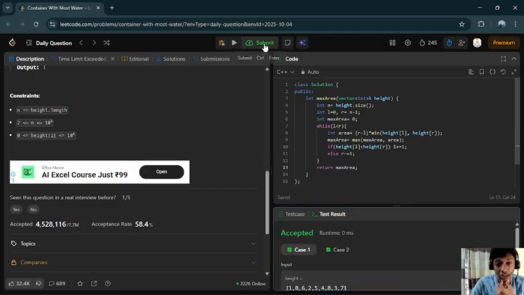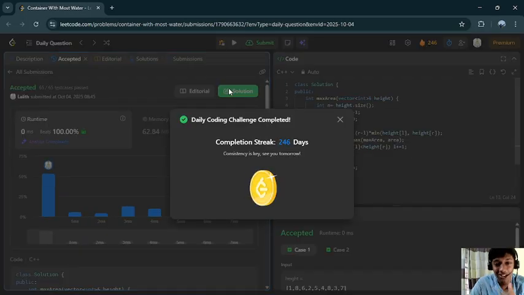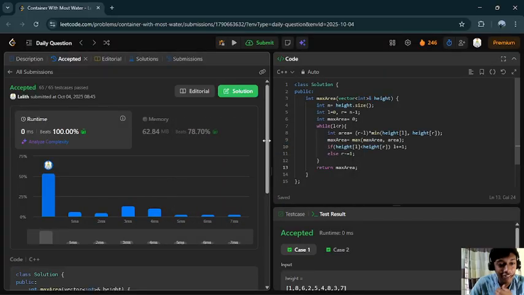Yeah. So now let's submit the solution. Kudos. We've done it. Yeah. So this is how we should solve this problem using the two-pointer greedy approach.